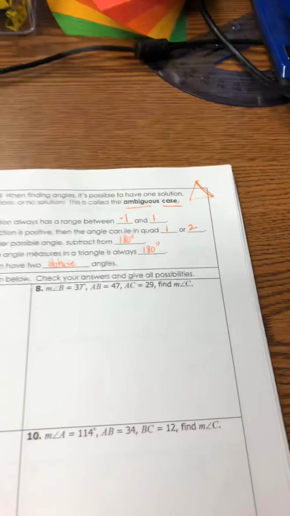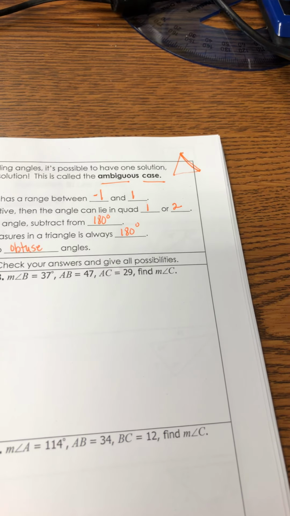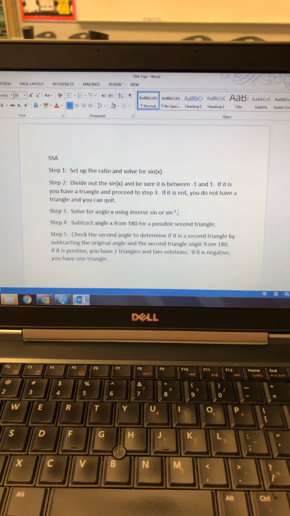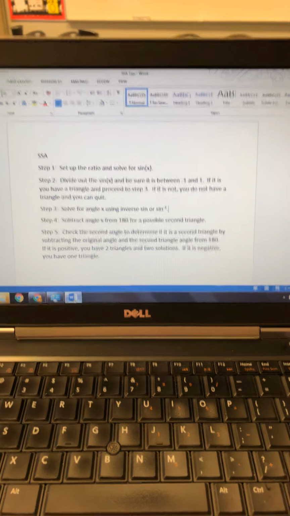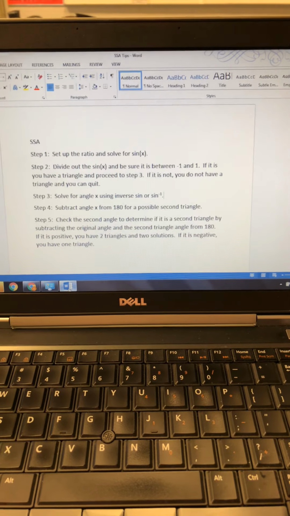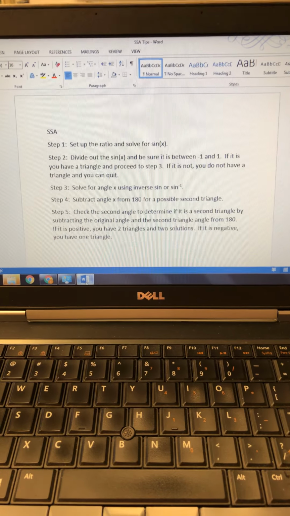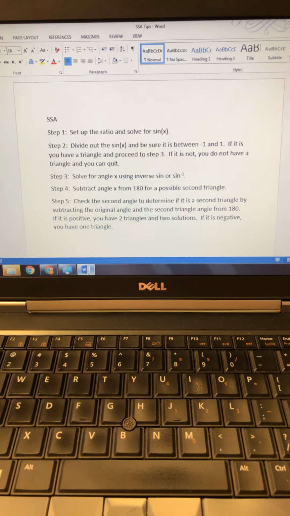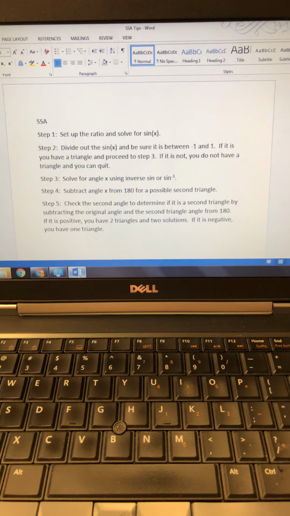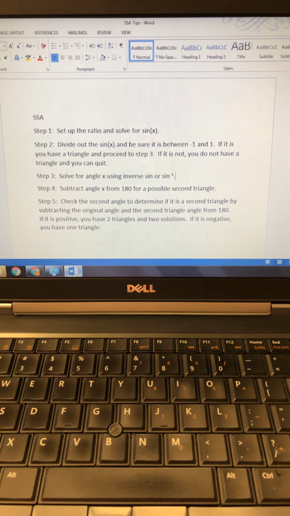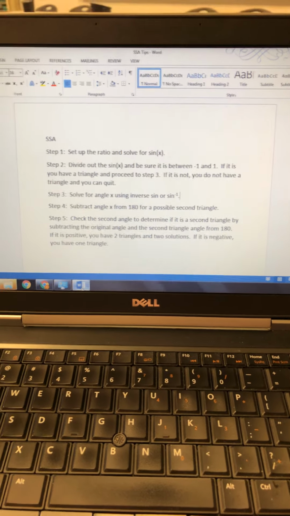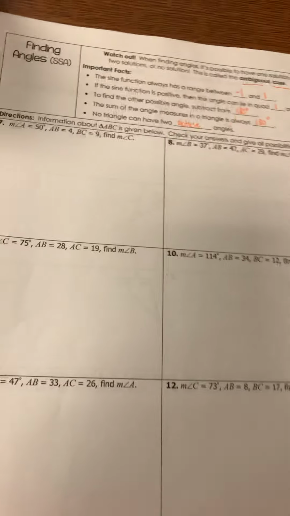Now, on your Haiku page, I gave you some tips. It's a Word document. The Word document shows you how to go through the steps to figure out if you have one triangle, two triangles, or no triangle. If you print this off and look through it as you're solving these problems, it may help you a little bit. It's no guarantee, but it's something to look at. Again, I'm going to go through each type with you: one triangle, two triangles, and no triangles.